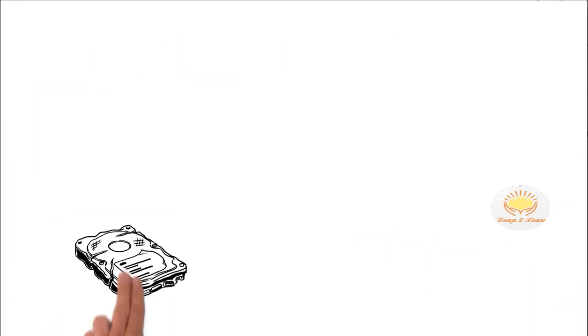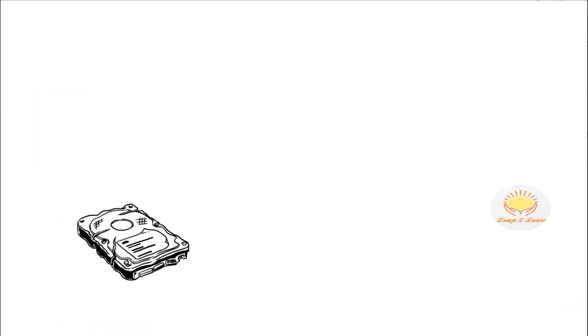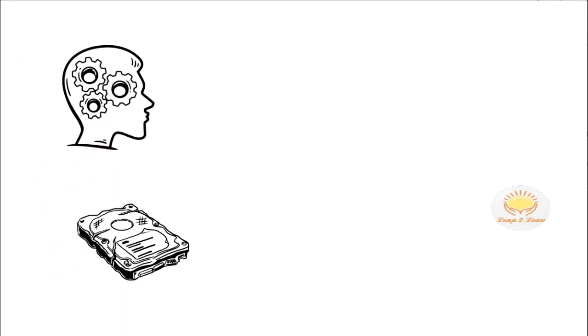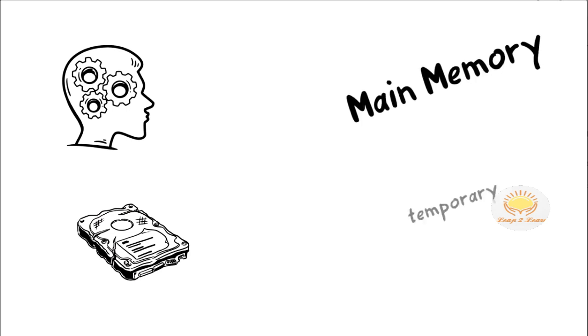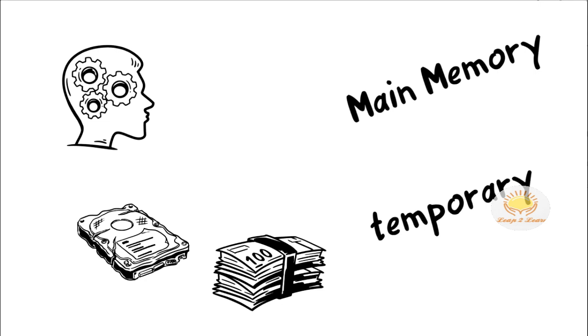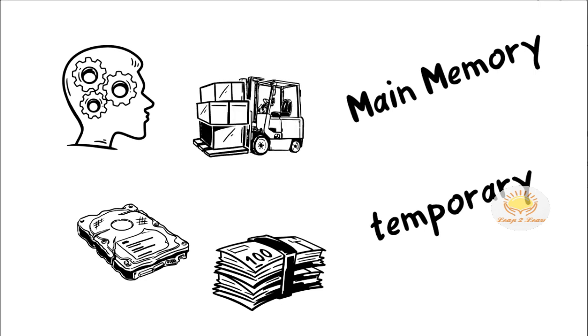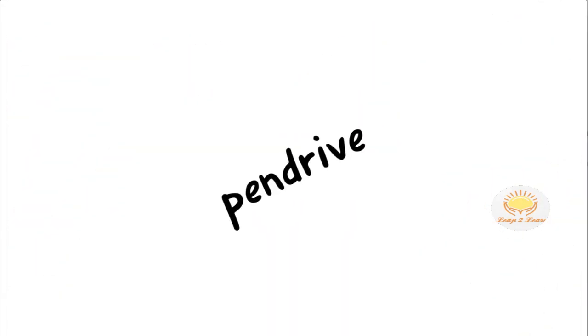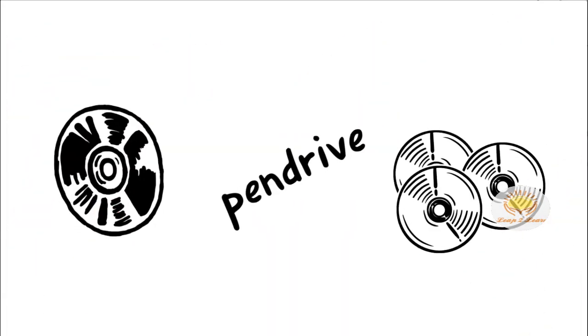External memory. This is known also auxiliary or secondary memory. External memory is important because the main memory is temporary, expensive and limited storage. Example: pen drive, CD, DVD, and etc.